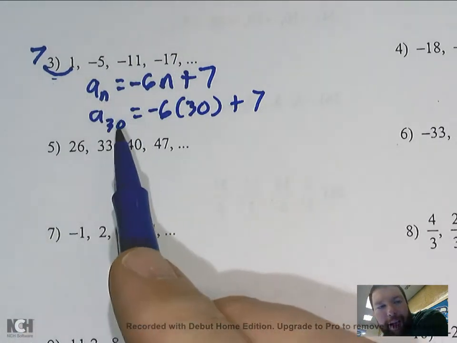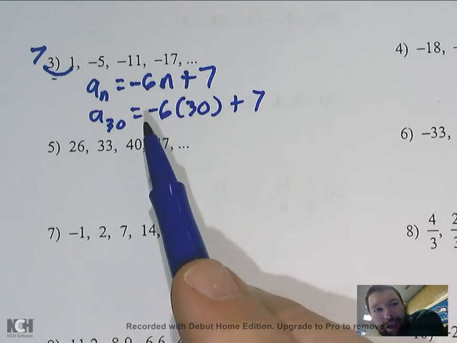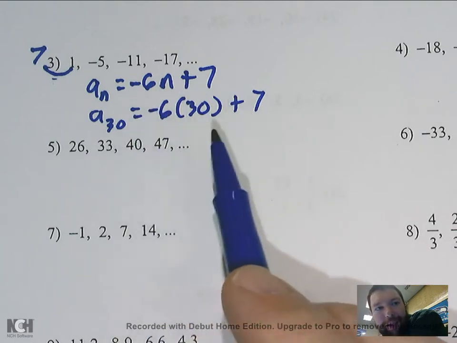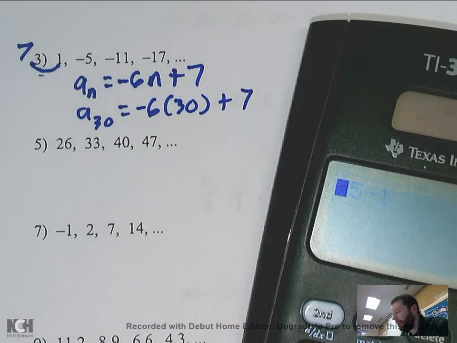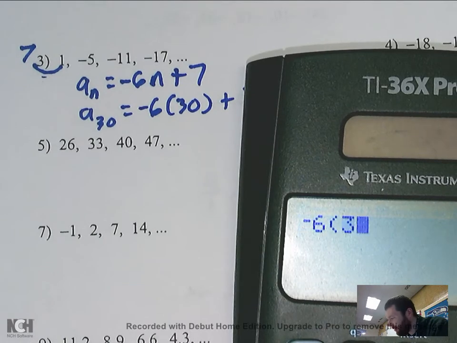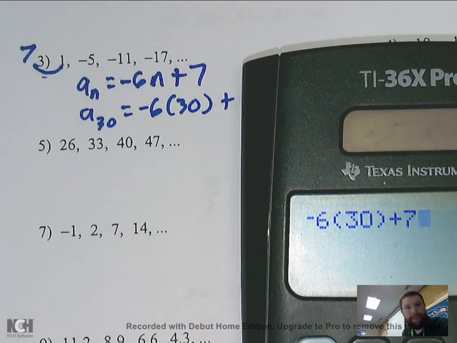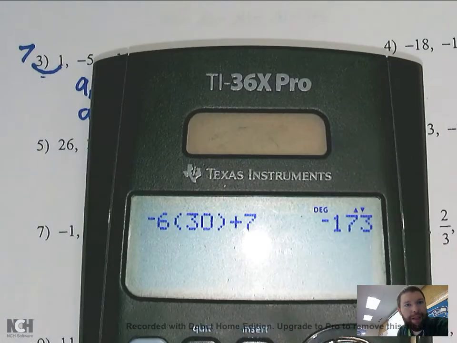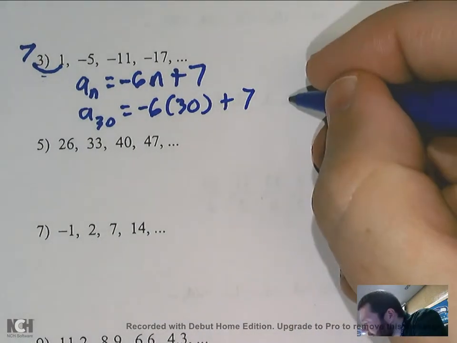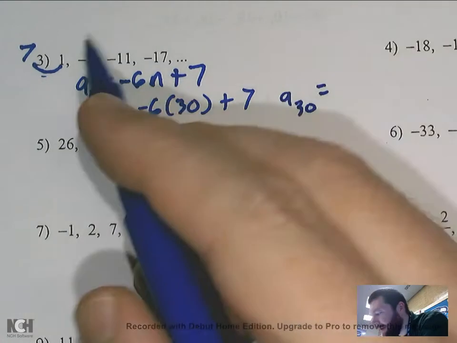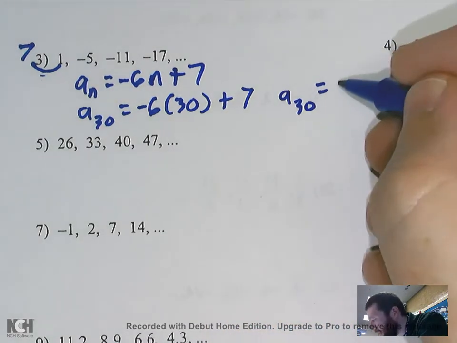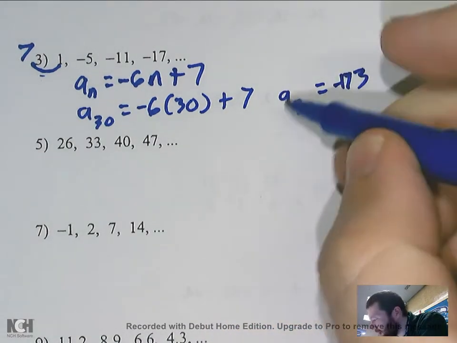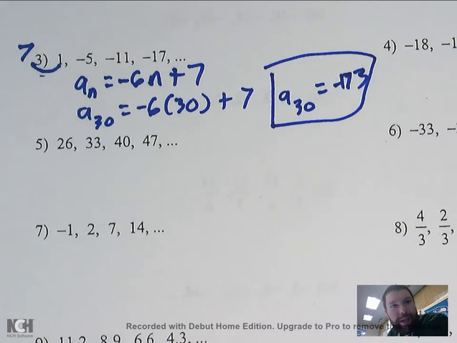It's just identifying what term it is. I am just focusing on this for the math. That's all I have to do. That's all I have to enter in my calculator, basically. So, in my calculator, -6 times 30 plus 7 is -173. So that tells me if I keep going down 6, 30 times, I'm going to end up at -173, which is going to be the 30th term in that sequence.